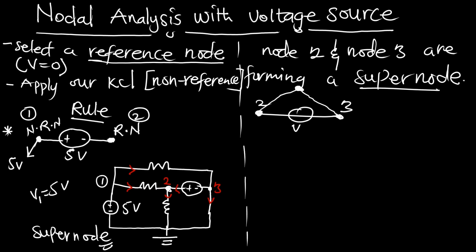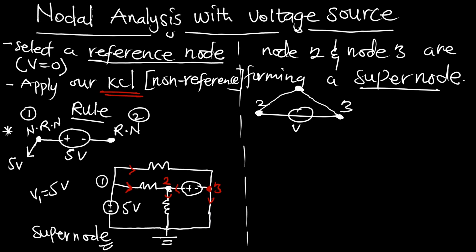So during the analysis, remember we apply KCL to a nodal analysis. When we are applying the KCL to node 2 and 3, because they are a supernode, it is going to be applied at the same time. So whatever current is moving into node 2 is going to be added to whatever current is moving into node 3, and that should be equal to whatever current is leaving node 2 plus whatever current is leaving node 3. It's very simple. So we treat the nodes as one.